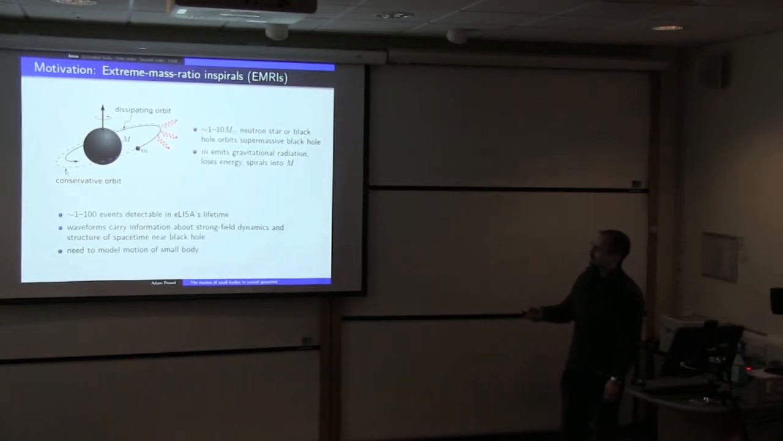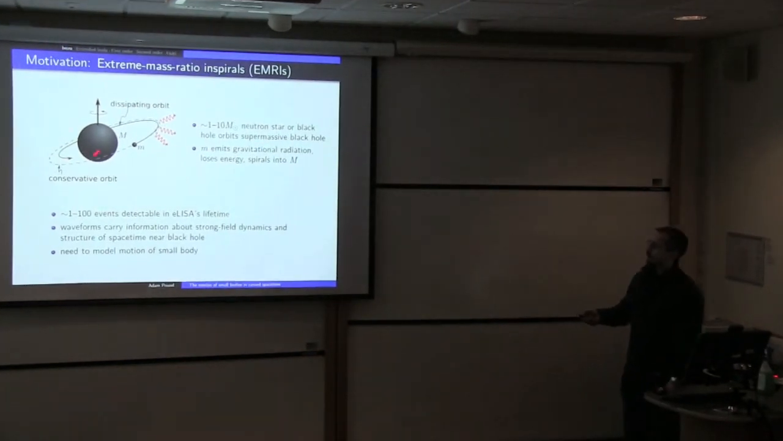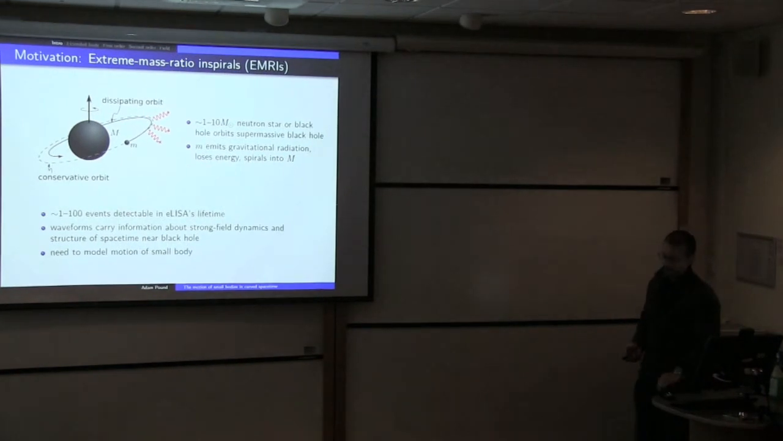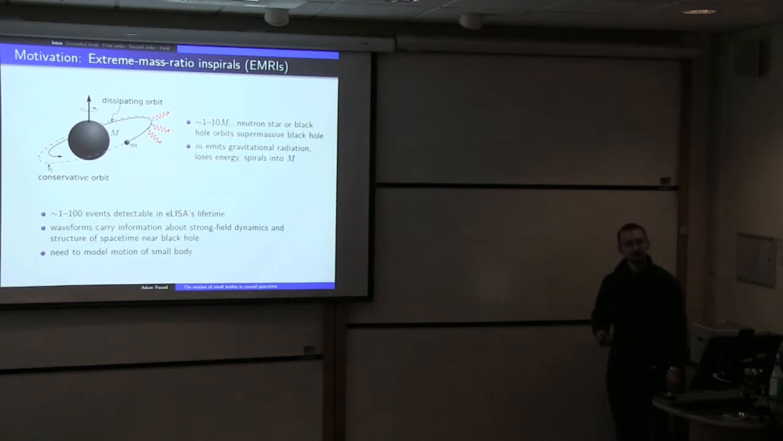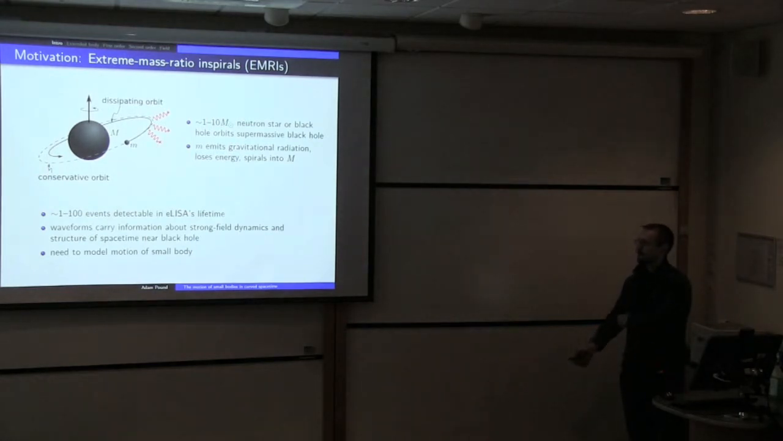In these systems, you have a stellar mass compact object, like a neutron star or black hole, orbiting around a very massive or supermassive black hole at the center of a galaxy or globular cluster maybe. As this small object orbits around, it emits gravitational radiation, which causes it to lose energy and eventually to spiral into the much more massive black hole. It's expected that a few dozen of these events will be detectable in eLISA's lifetime, when eLISA flies, hopefully 20 years from now.